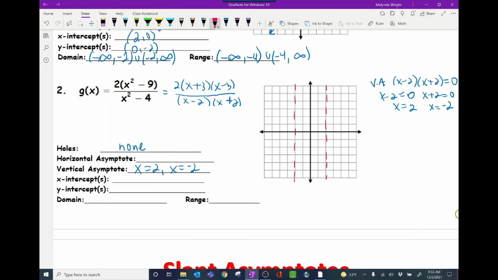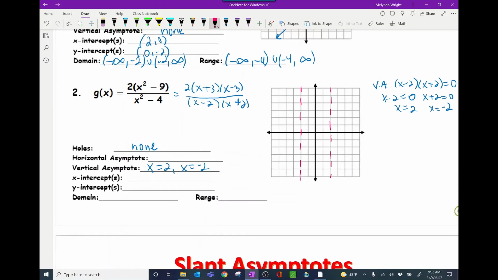We have those. Horizontal asymptotes: I take the highest exponent, which is 2, and I'm going to go back to the original. I don't want to do the factored one. Here's my highest exponent, right here. I see that the number in front of x squared would be a 1. So I'm going to divide the coefficients, 2 divided by 1, and that gives me a 2. So my horizontal asymptote is at y = 2. Now let's graph that one. So y = 2 would be right here.